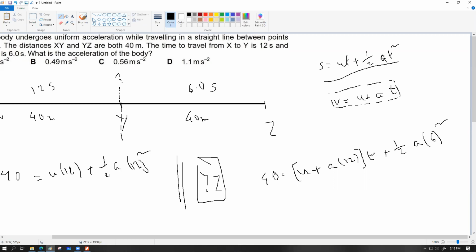Okay, here I'm writing 12, and here it will not be t. What will it be? This one is not supposed to be t. For the YZ segment, what should this number be? 6. Supposed to be 6. Yes, I actually forgot to write 6 over here.